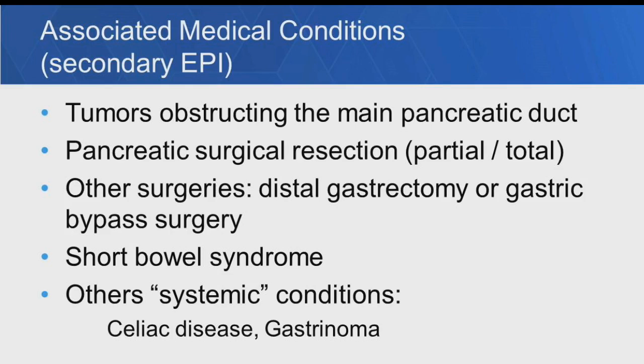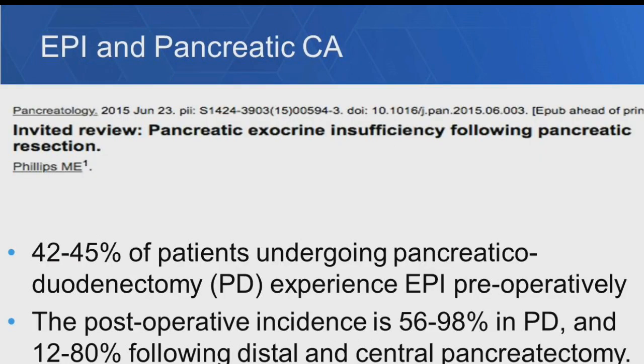Short bowel syndrome, and other systemic conditions like, again, celiac or gastrinoma. Gastrinoma is an interesting one because enzymes are very pH sensitive. So when the enzymes get in contact with a very acidic environment, they don't function. So they get destroyed. So this is something that it's important to remember when it comes to differential diagnosis.